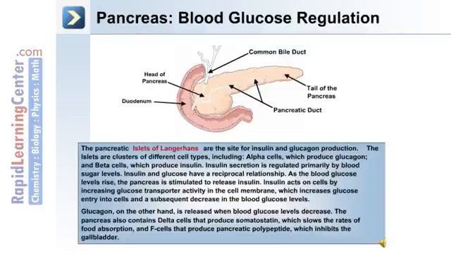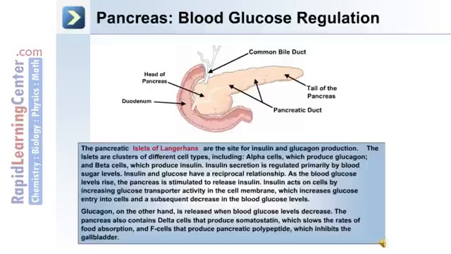As blood glucose levels rise, the pancreas is stimulated to release insulin. Insulin acts on cells by increasing glucose transporter activity in the cell membrane. This increases glucose entry into cells, and this leads to a subsequent decrease in blood glucose levels. Glucagon, on the other hand, is released when blood glucose levels decrease.